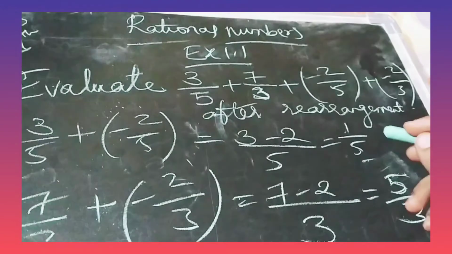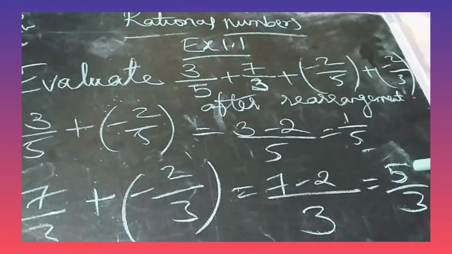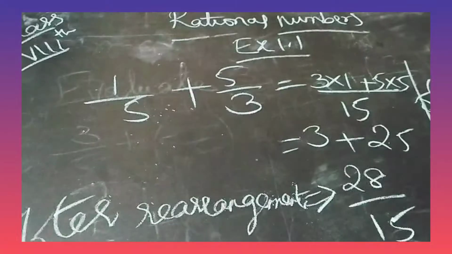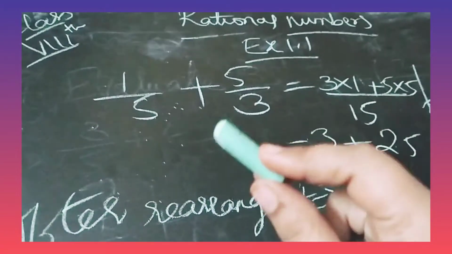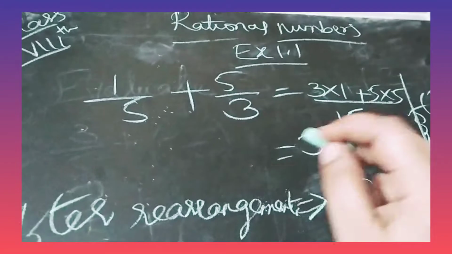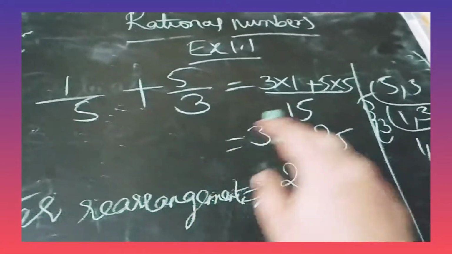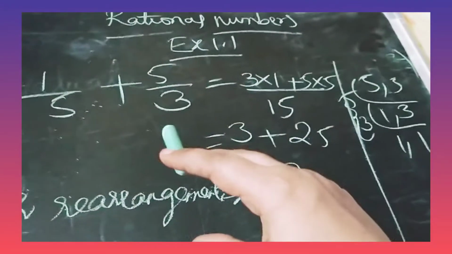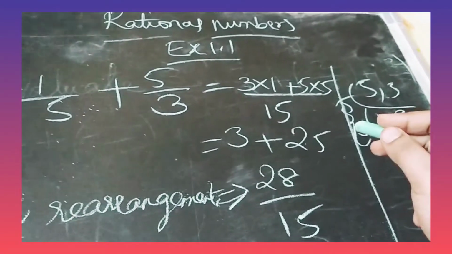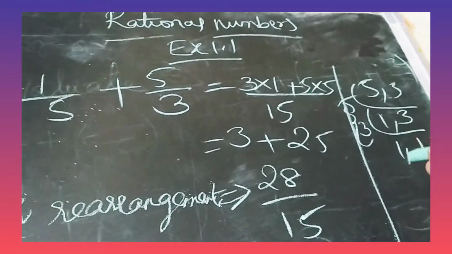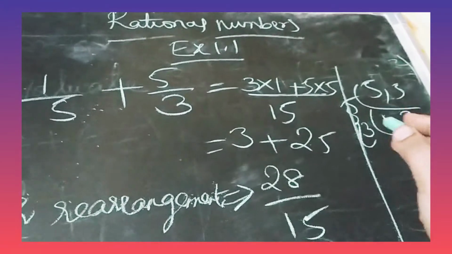Now we will add this 1 by 5 with 5 by 3. 1 by 5 plus 5 by 3 is equal to, now we'll take the LCM of 5 and 3. We can multiply it also. 5 ones are 5, 3 we will take like this only, 3 ones are 3. 5 3s are 15.